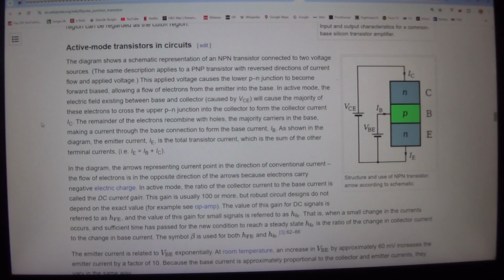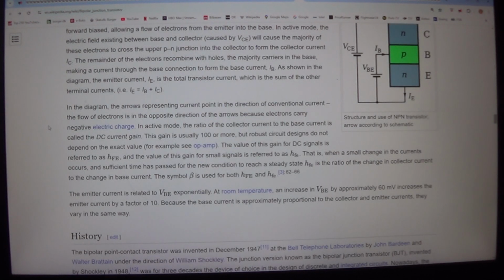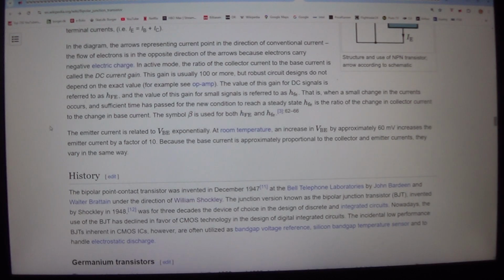The remainder of the electrons recombine with holes, the majority carriers in the base, making a current through the base connection to form the base current, IB. As shown in the diagram, the emitter current, IE, is the total transistor current, which is the sum of the other terminal currents, i.e. IE equals IB plus IC. In the diagram, the arrows representing current point in the direction of conventional current. The flow of electrons is in the opposite direction of the arrows because electrons carry negative electric charge.